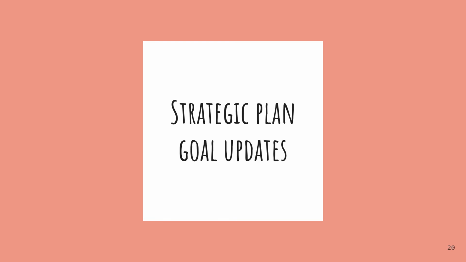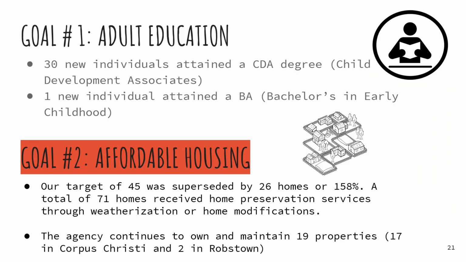Strategic plan goal updates. Goal 1, Adult Education. 30 new individuals attained a CDA degree. 1 individual received a bachelor's in early childhood.